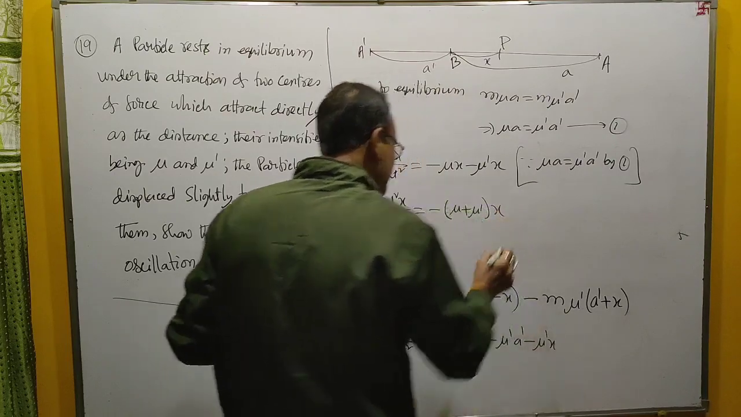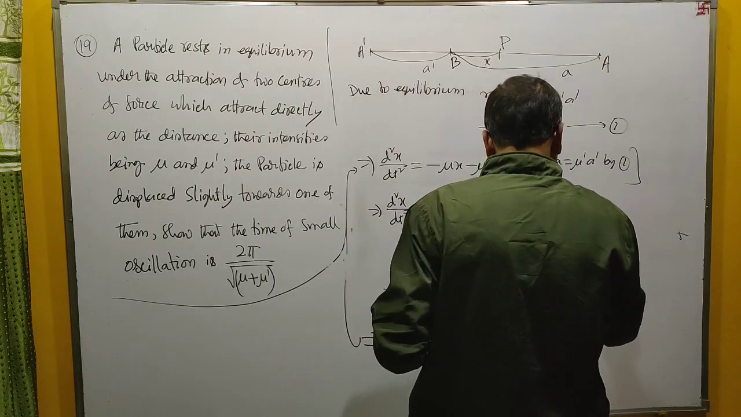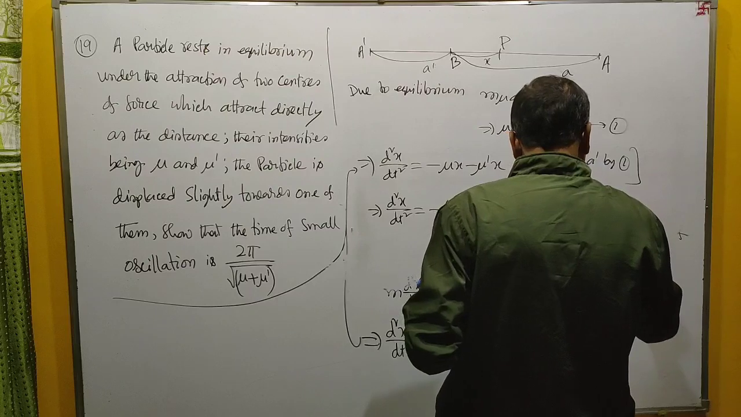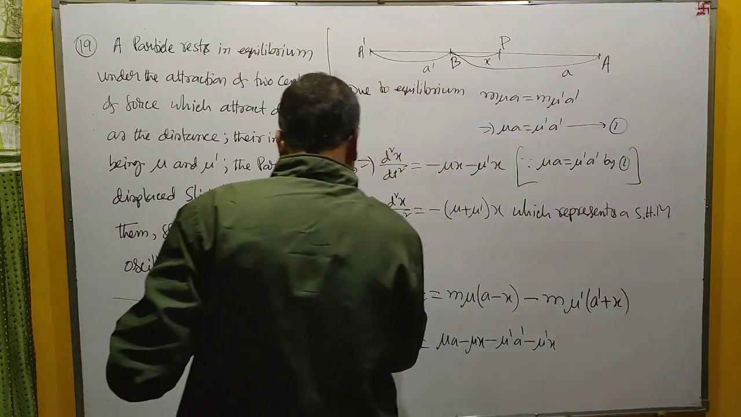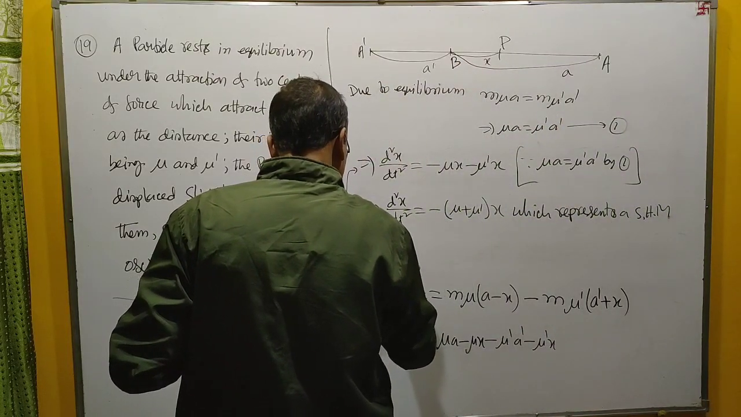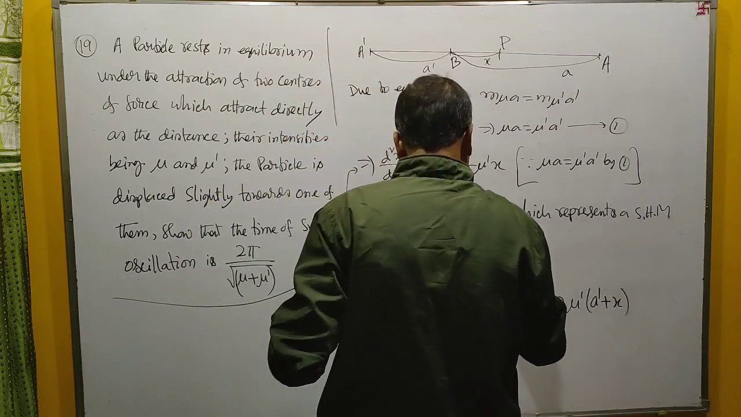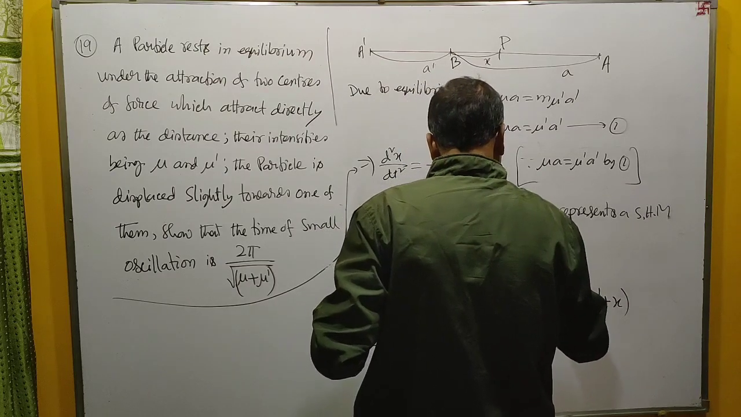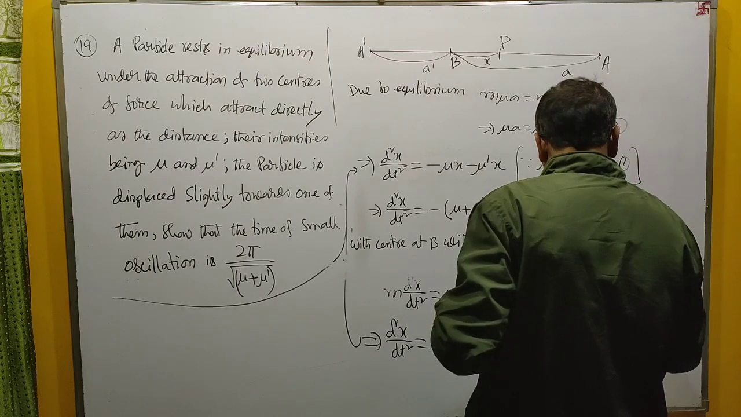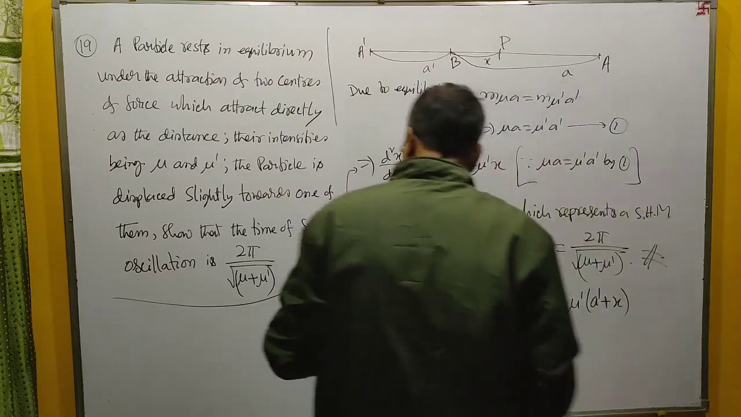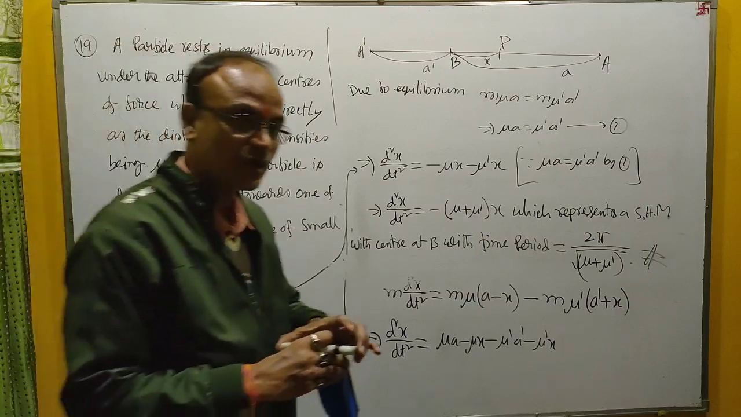This means d2x by dt square equal to minus, mu plus mu dash, x, which represents a simple harmonic motion with center at B, with time period equal to 2 pi by root of mu plus mu dash. Therefore, we have solved this problem also.